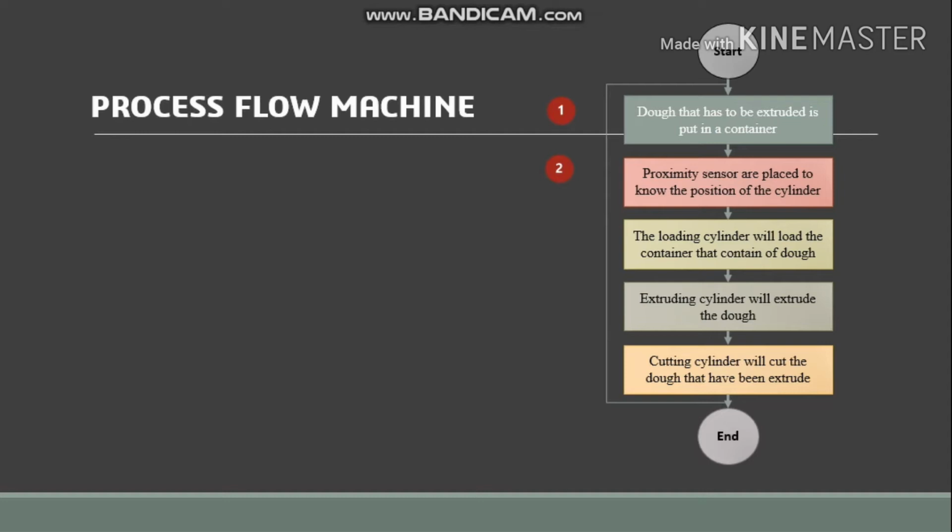According to the input from the sensor and the program written, the loading cylinder will load the container that contains the dough. Then the process continues with the extruding cylinder to extrude the dough. When extruding the dough, the extruding cylinder will extend for 5 seconds for the cylinder to extrude the dough out.